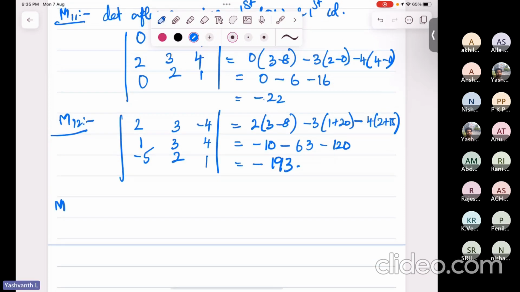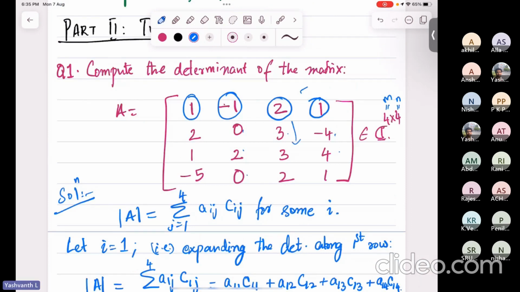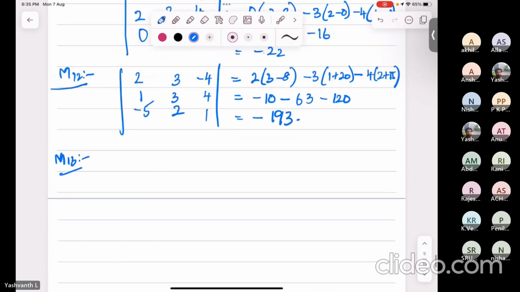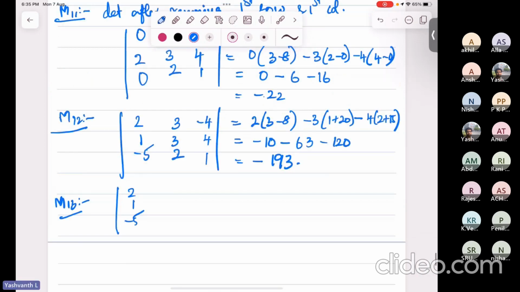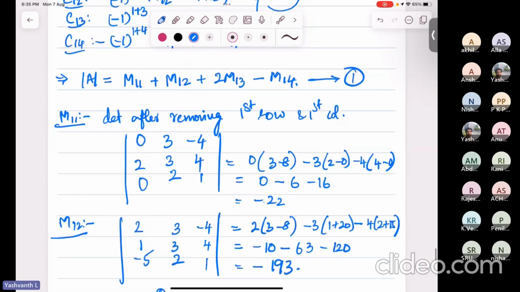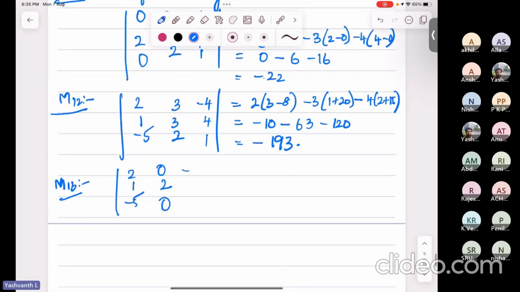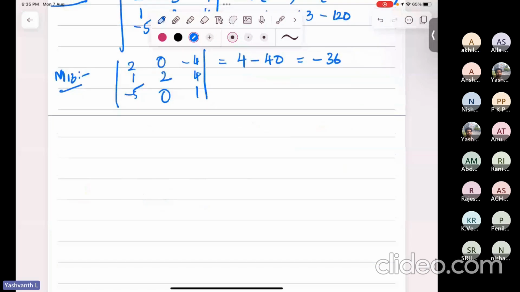Now similarly M13. M13 is basically obtained by deleting the first row and the third column. Then you get 2, 1 minus 5, 0, 2, 0, and minus 4, 4, 1, which is nothing but 4 minus 40 equal to minus 36.